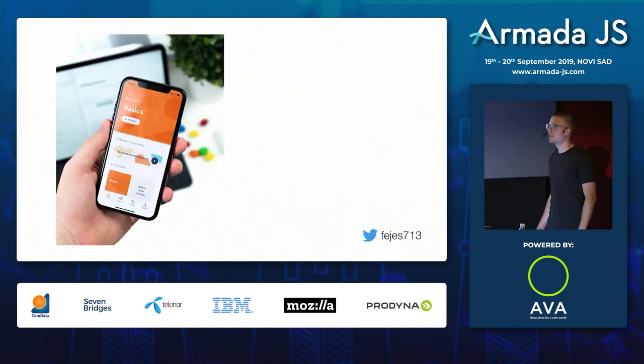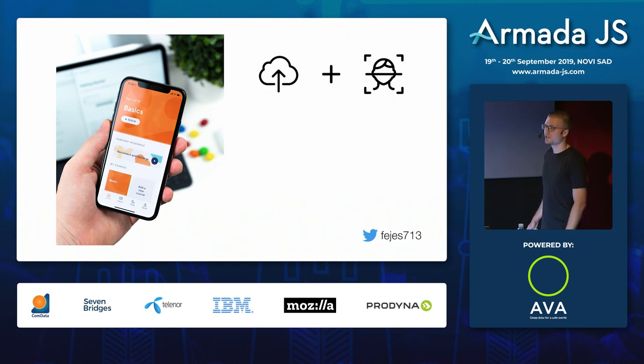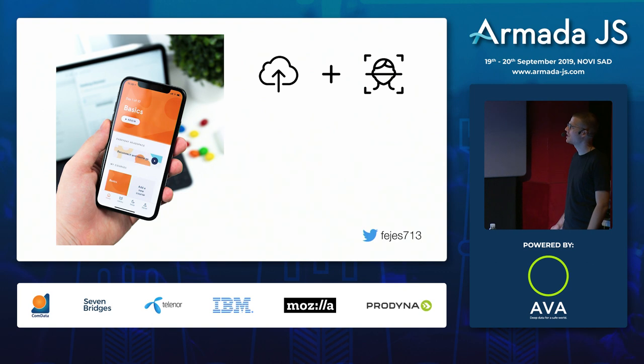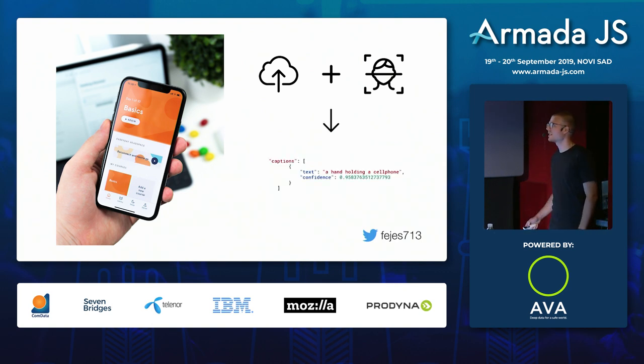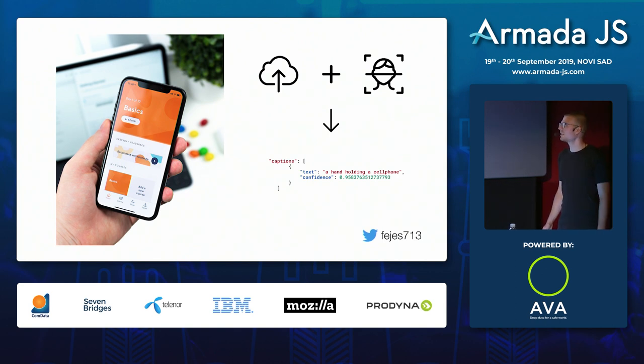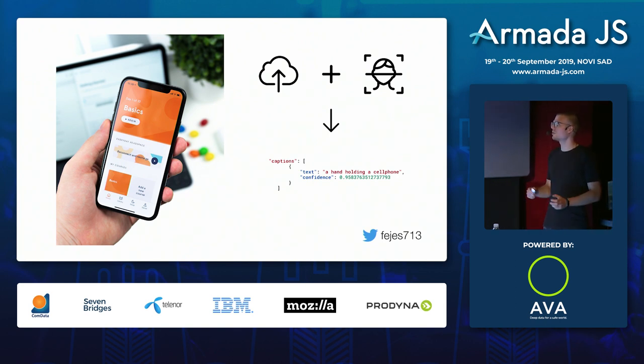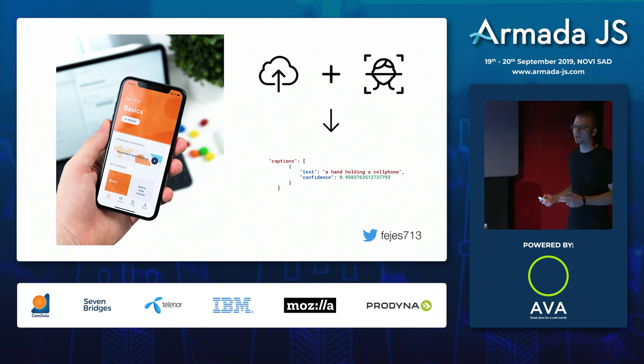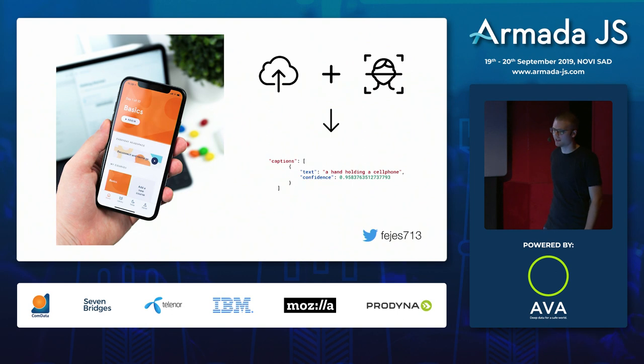So for example, how can we get the description of this image? With the use of computer vision algorithms, we can send our image to services from Google, IBM, or Microsoft, and they would return a pretty extensive JSON. Inside that JSON, there is a caption field that has text and confidence inside it. Text is a description of that image, while the confidence is a number from 0 to 1. The greater that number is, the more accurate the algorithm is at giving you the right alt attribute.